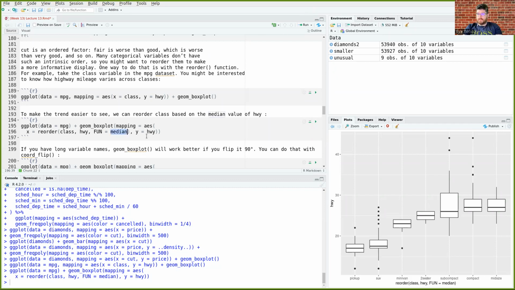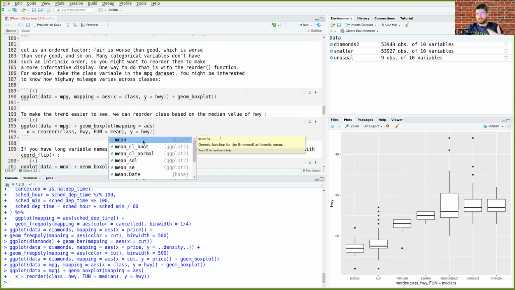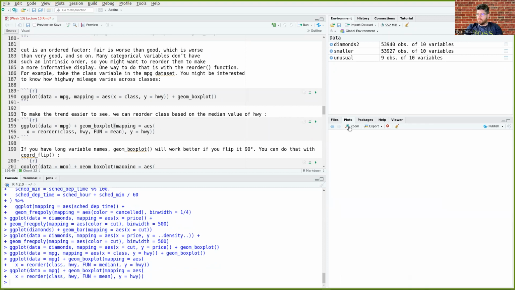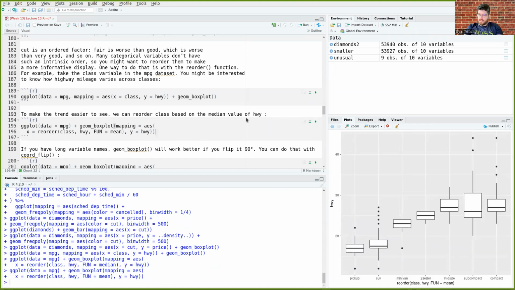And if we change this median to some other function, I'm not sure whether it is working, because mean is not actually the function of the box plot, but maybe it will work. So the mean function works. So we can see that the subcompact class has the median, which should be over here, but still it has the higher mean value.